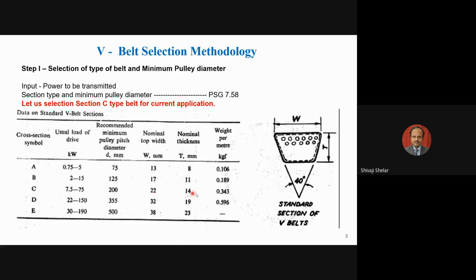These are the sizes, the top width of the belt and the thickness of the belt. Thickness of the belt is 14 mm and top width of the belt is 22 mm. So let's select section C and 200 mm pulley diameter. Minimum pulley diameter is 200 mm.